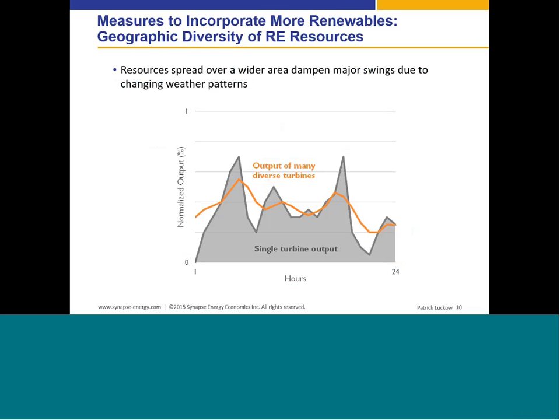A recent LBNL study looked at this in a more quantitative fashion and found that it was particularly valuable for wind energy, and it increased with increasing penetration, and they quantified it as a value of up to $10 per megawatt hour. So this geographic diversity has a real benefit in making systems more cost-effective to manage.